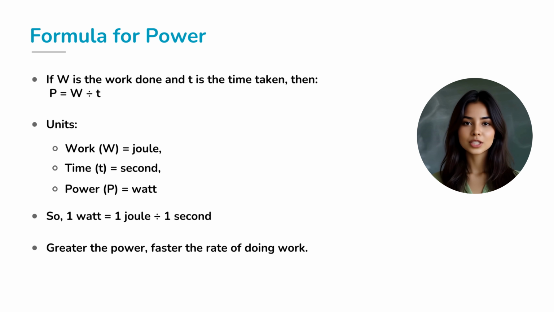Now let's look at the definition of power in physics. Power is the rate at which work is done. If W is the work done and T is the time taken, then power equals work divided by time. In symbols, we write P equals W divided by T, where P is power, W is work in joules, and T is time in seconds. So 1 watt equals 1 joule divided by 1 second. That's the SI unit of power, the watt, written as capital W. If someone can do more work in less time, they have more power.